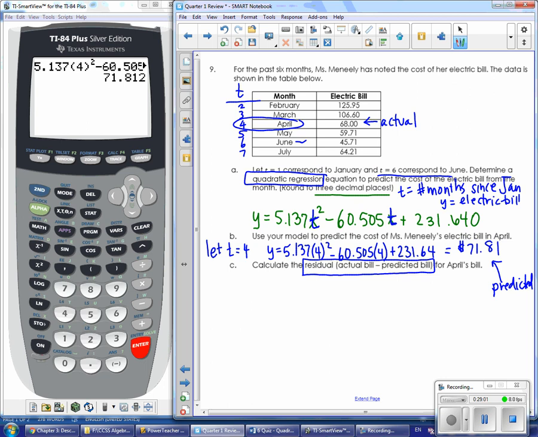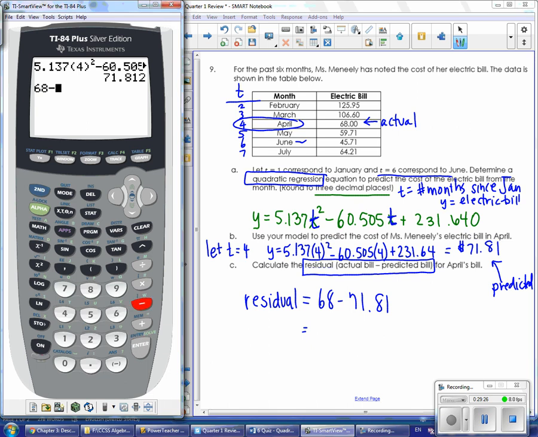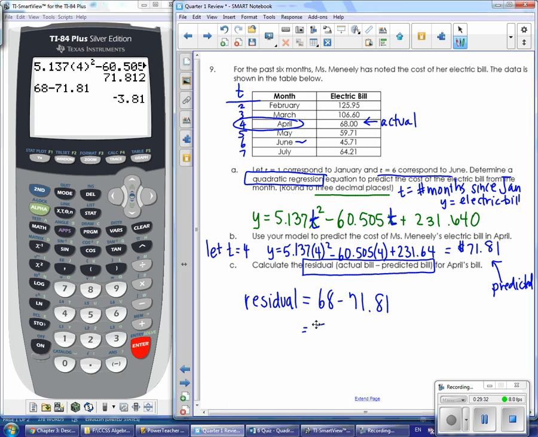And it's always starting with the actual value from either a table or a graph. So if you're given a graph, you just go into the graph and look up where t is equal to 4. Figure out what the actual value is. And then the residual is just the difference. So I'm going to take 68 minus what I predicted, which is 71.81. And so if I do 68 minus 71.81, I get negative $3.81.